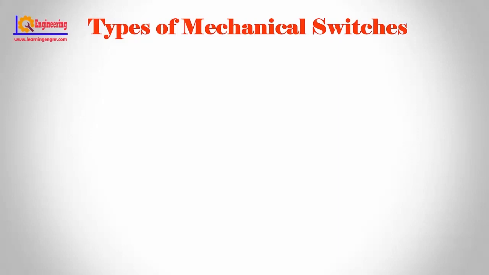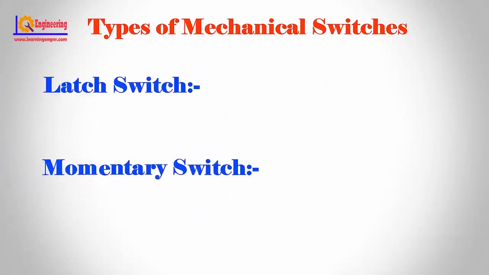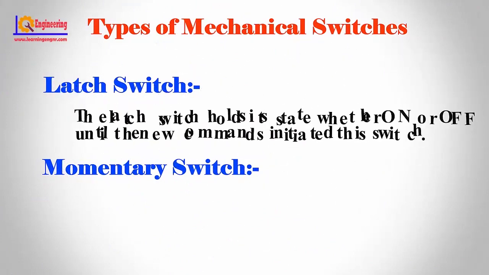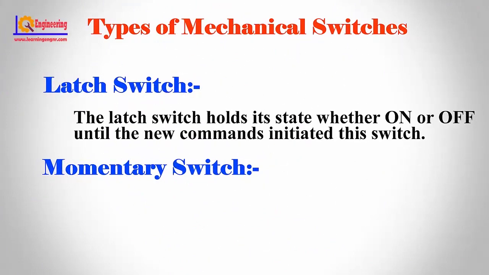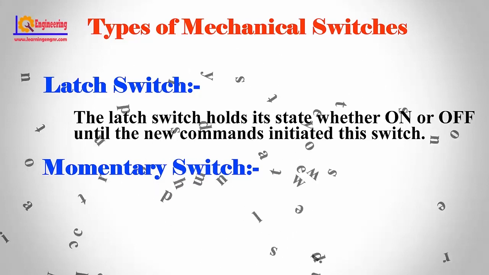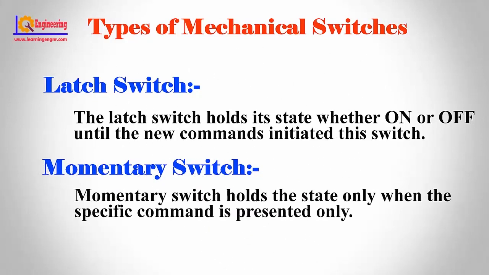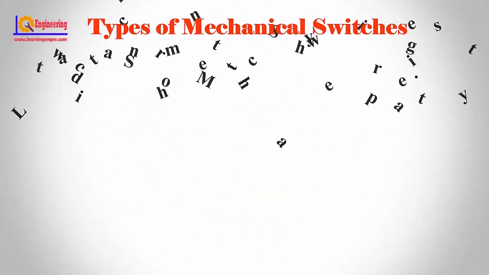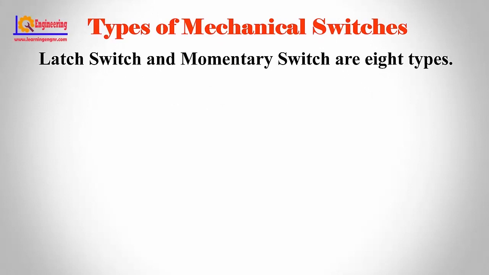There are 2 types: latch switch and momentary switch. The latch switch holds its state, whether on or off, until a new command is initiated for this switch, and the momentary switch holds the state only when the specific command is presented. Latch switches and momentary switches come in 8 types.